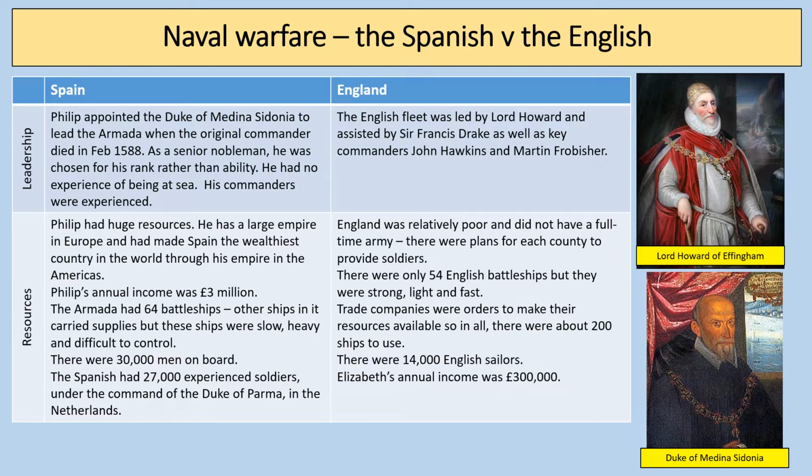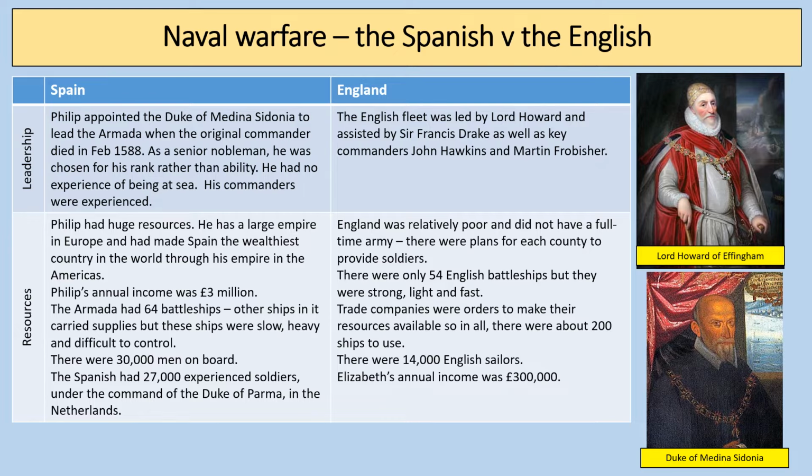In terms of the leadership, one of the things to be aware of with the Spanish is that the Duke of Medina Sidonia wasn't actually the original commander, so he was a bit of a last-minute draft. Although he was effective in military matters, he was more known for being effective on land than at sea. But the commanders underneath him were experienced. The English fleet was led by Lord Howard, the deputy was Sir Francis Drake, and he also had commanders like John Hawkins and Martin Frobisher, who were experienced sailors. So the overall leadership of the English was probably superior to the Spanish.